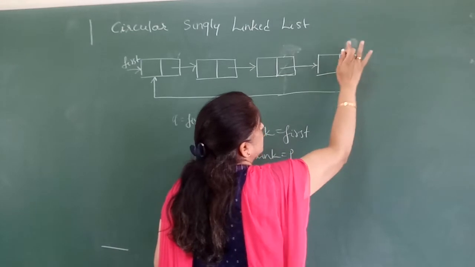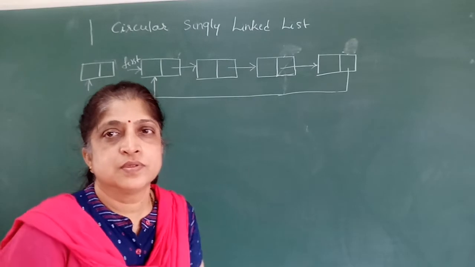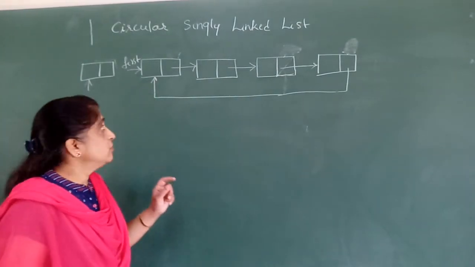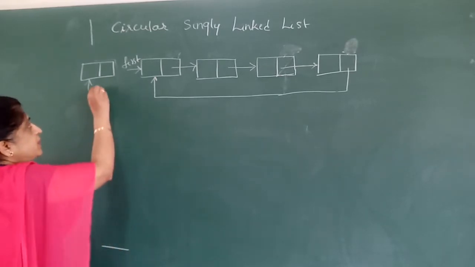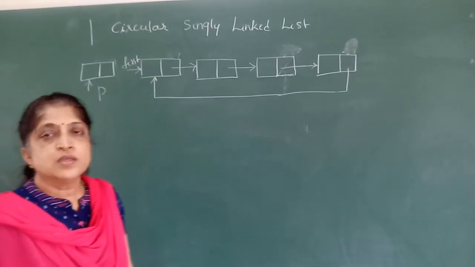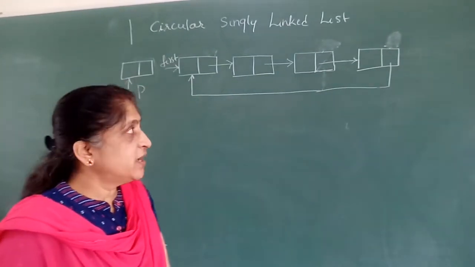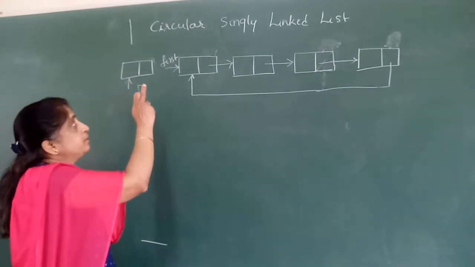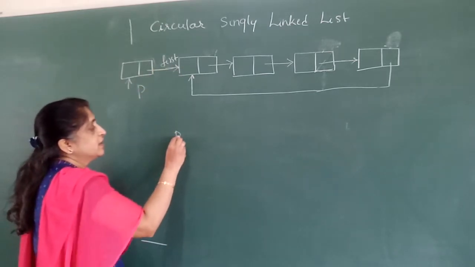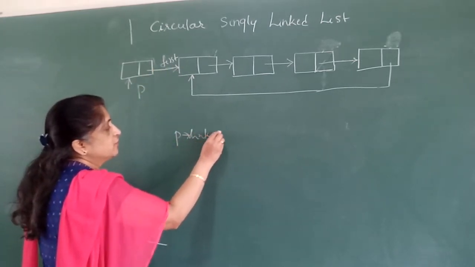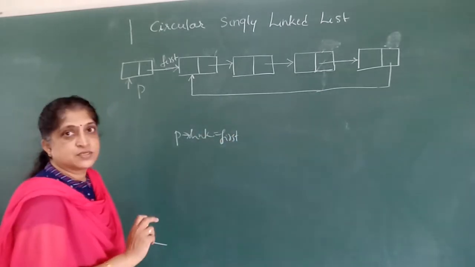Again, for that we have to perform malloc. By performing malloc or the getNode function, we have a new node created and P is a pointer to this node. Now I have to make this node as the front node. How do I do that? For that I have to make the P link field point to the first node. So I can write P link is equal to first.